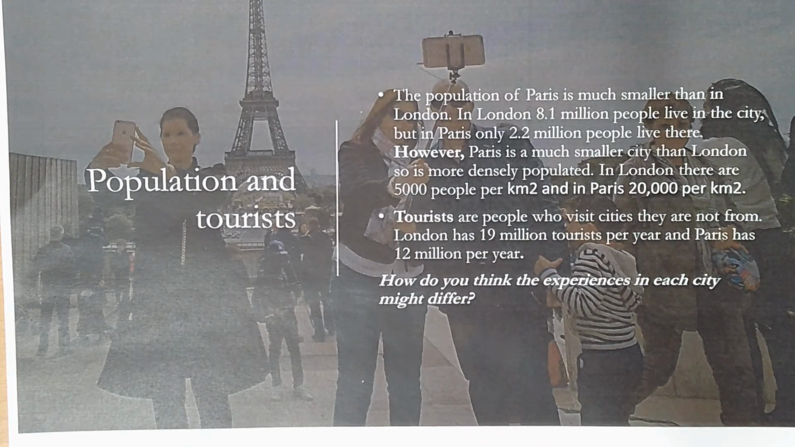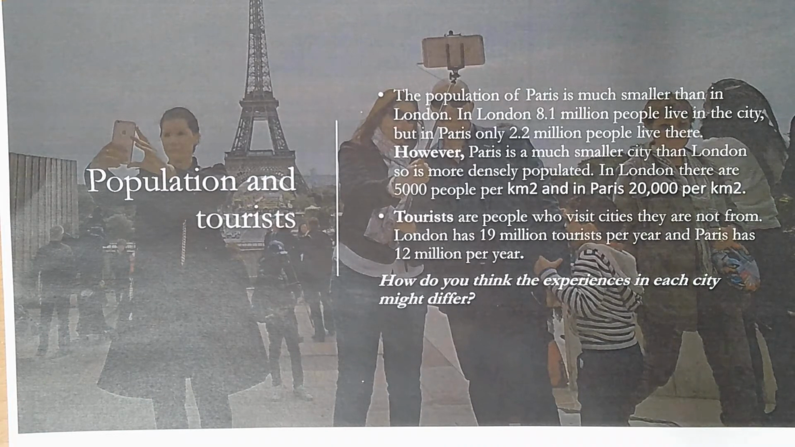That means there are more people for the space that is there. So I'll explain that now using this fact. In London, there are 5,000 people per square kilometre, but in Paris there's 20,000 per square kilometre. So it's 4 times more dense than London.